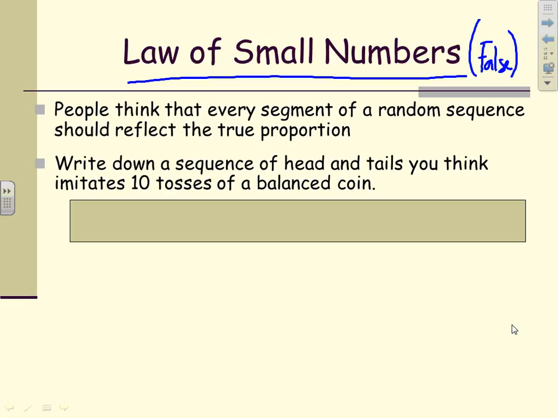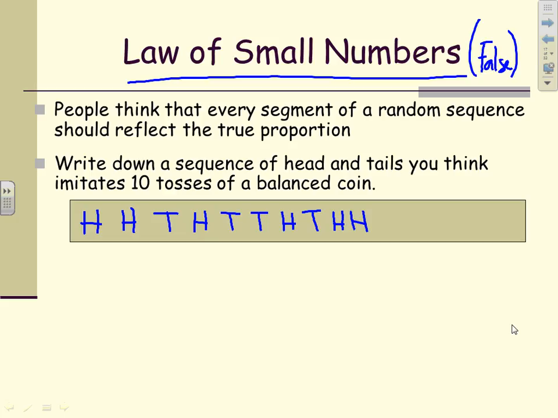It says here, write down a sequence of heads and tails that you think imitates 10 tosses of a balanced coin. Now we could do that. We could look at a heads, and maybe the next one is also a heads, but then there's a tails, maybe another heads and 2 tails, or heads and tails and heads, heads. Did I count 10? 1, 2, 3, 4, 5, 6, 7, 8, 9, 10. I did 10. Good job.